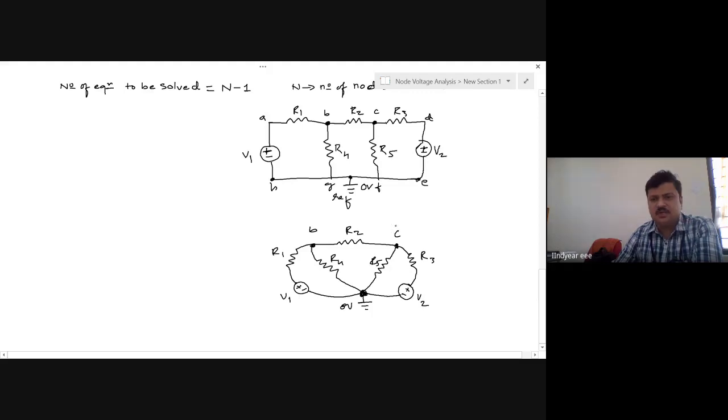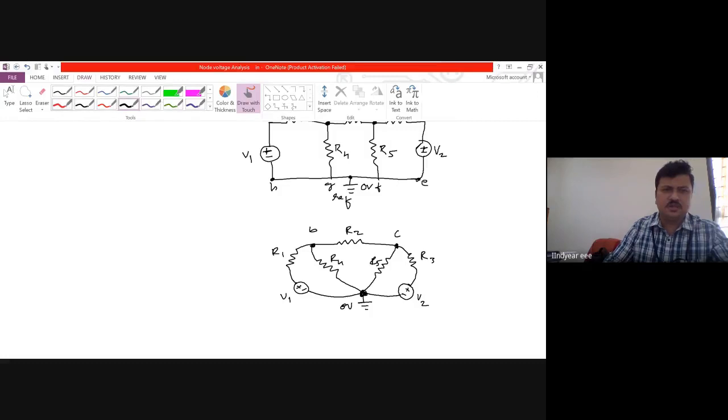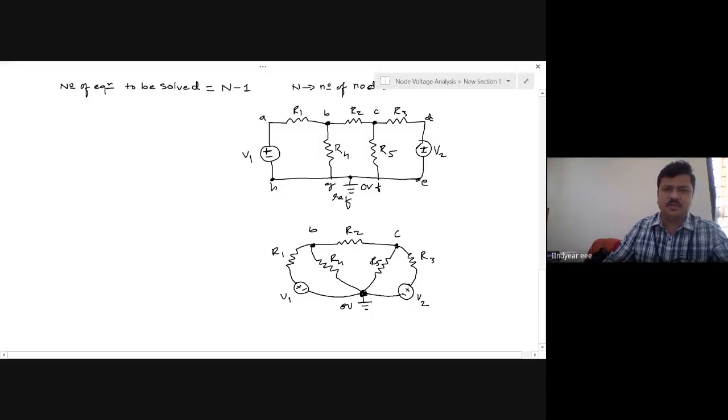Branch currents can be assigned arbitrarily. Don't worry about which direction to consider. Whatever direction you consider, ultimately I will get either a plus value or a minus value of the current. Depending upon the plus or minus value, we have to reconsider the direction. That's it. So the next point is to assign the branch currents. Now I will assign the branch currents here.